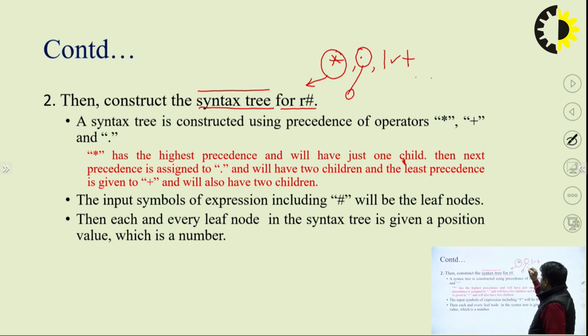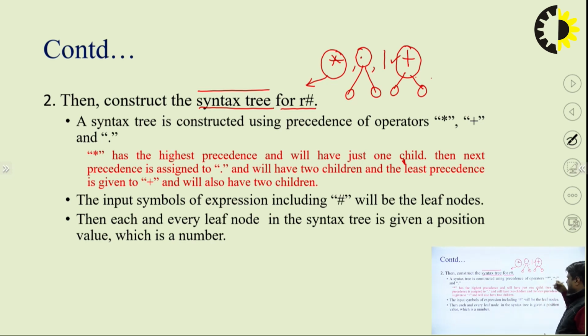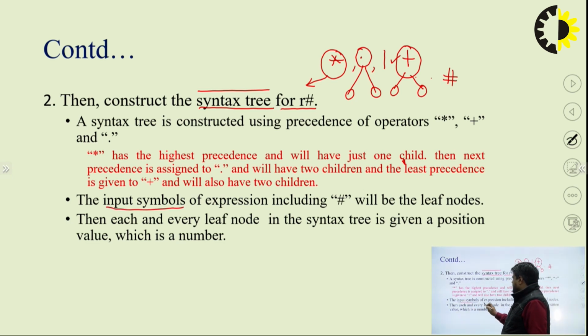It has two children, because the concatenation operation can be performed between two expressions. Due to that, in the syntax tree it has two children. The third one is the union or plus operator, which has the least precedence and also has two children. In the syntax tree, the leaf nodes, including the hash sign, will be denoted by the input symbols in the string of the regular expression for which you want to construct the syntax tree.